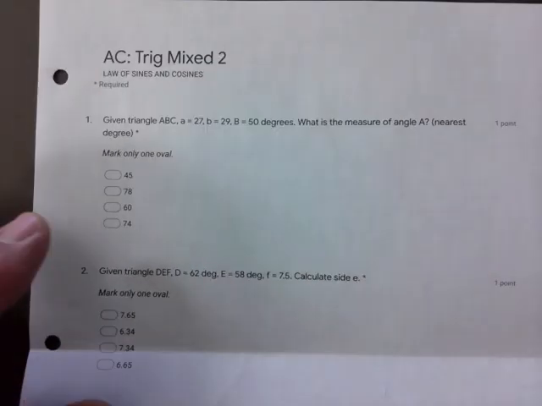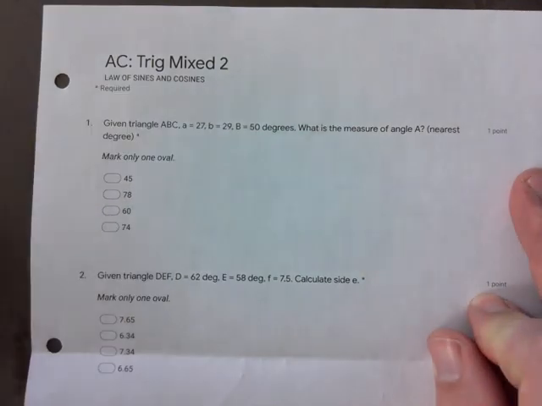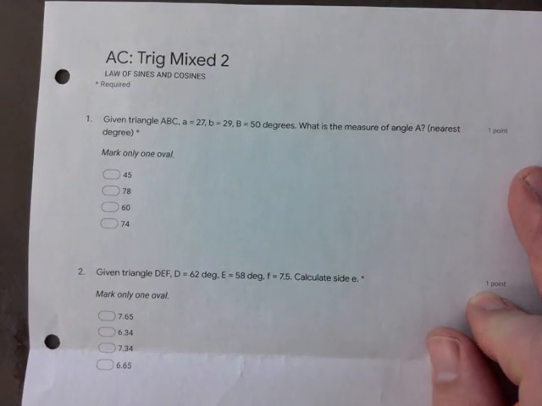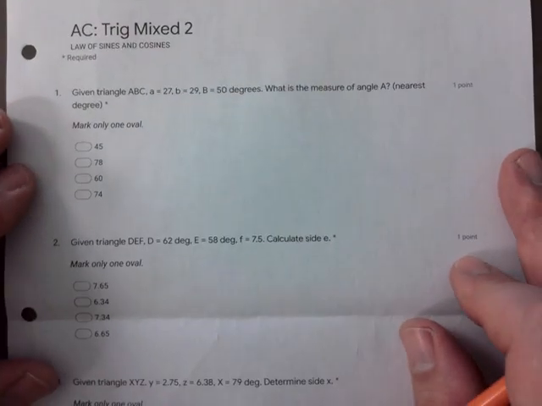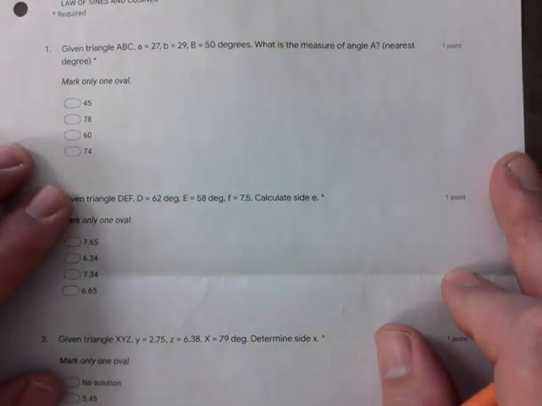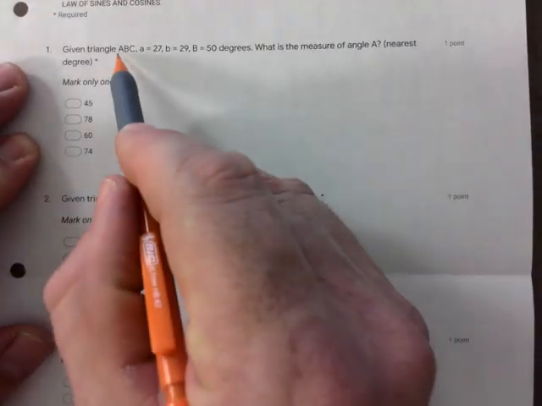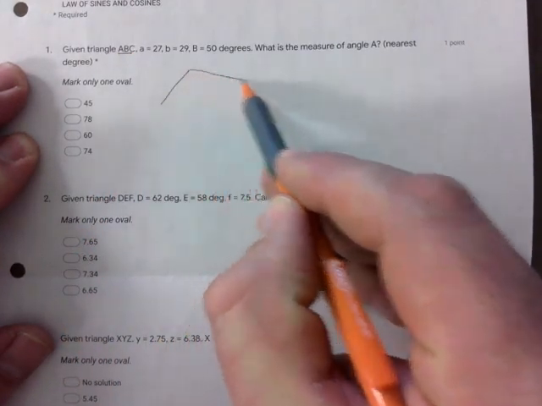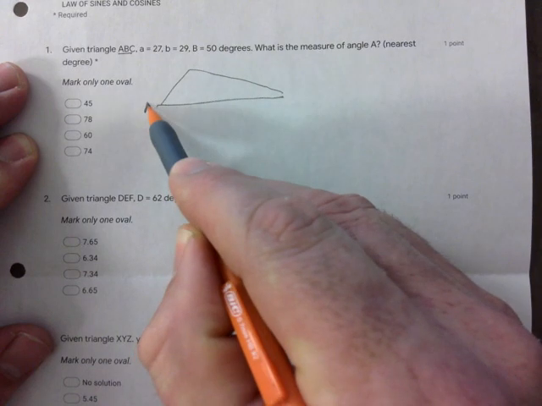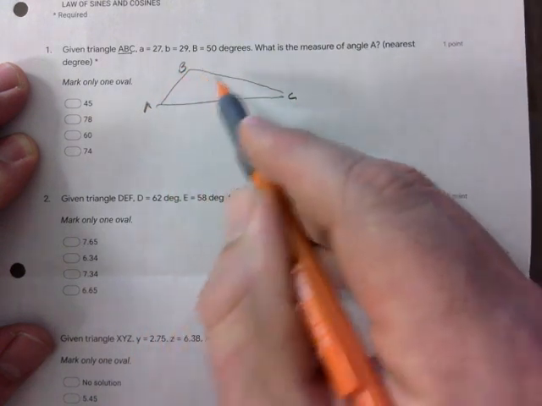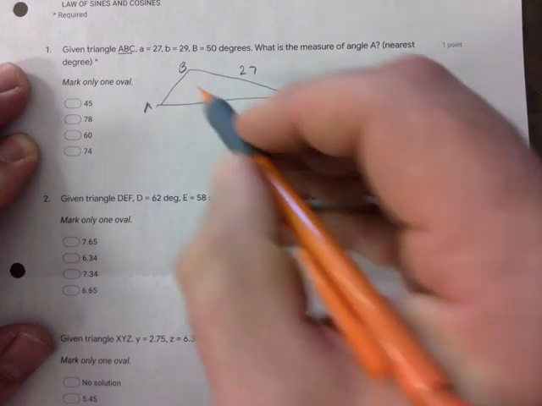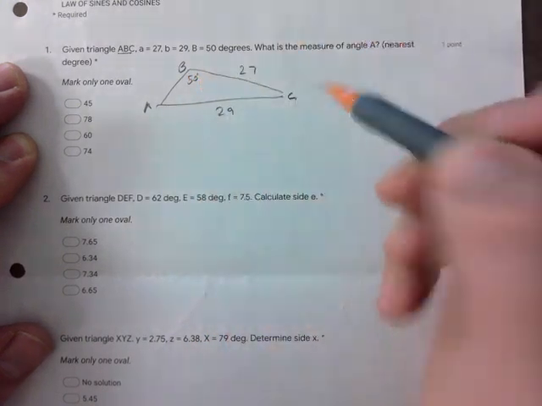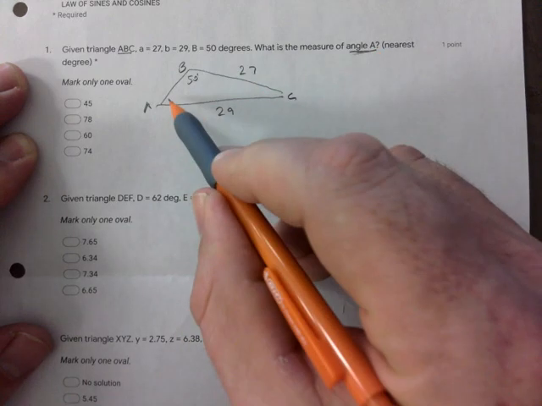Okay, here we go. If you want to write down, this is from page 41 on question 6. See page 41 in my notes if you want a reference. We're going to solve that together later. So triangle ABC, right? Side A is 27, B is 29, and this is 50 degrees. What's the measure of angle A? So we want this one.